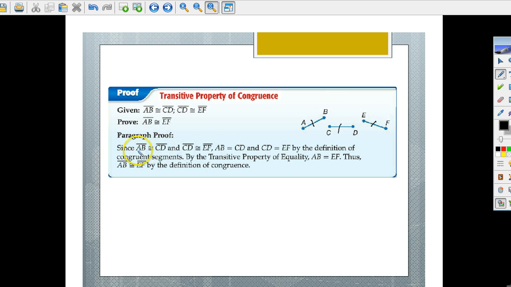Okay, paragraph proof. Since segment AB is congruent to segment CD, and segment CD is congruent to segment EF, AB equals CD and CD equals EF by the definition of congruent segments. By the transitive property of equality, AB equals EF. That's the important part here, that you're using the transitive property of equality. Thus, segment AB is congruent to segment EF by the definition of congruence.